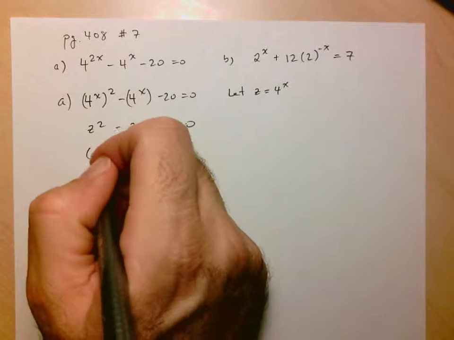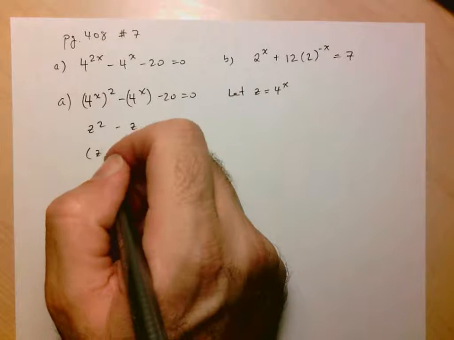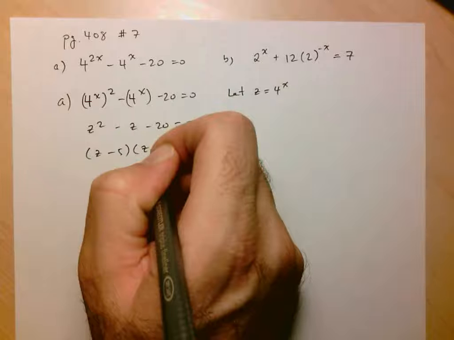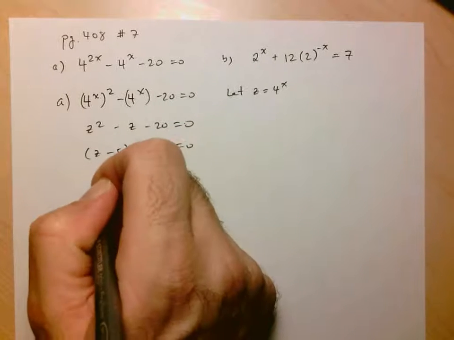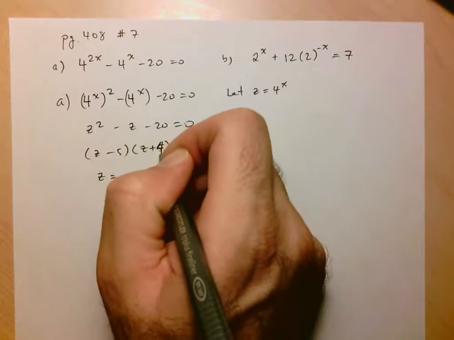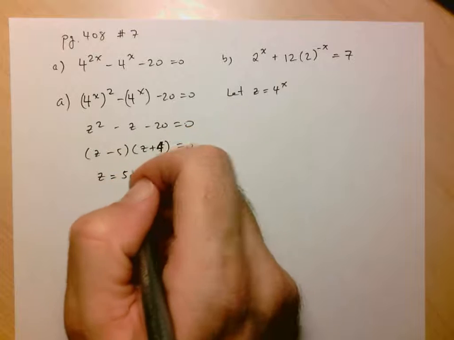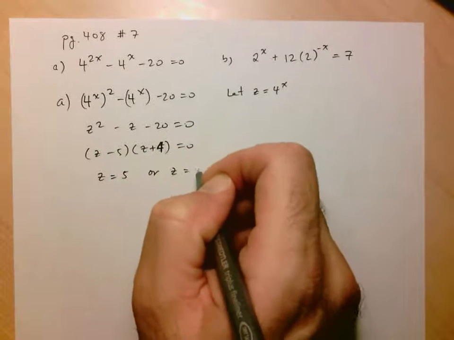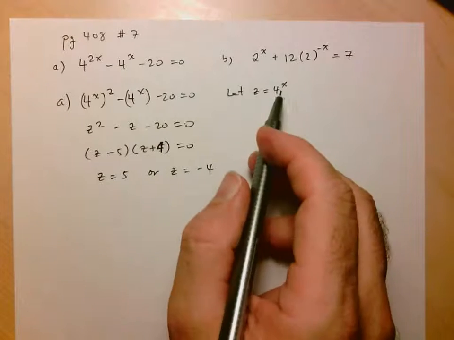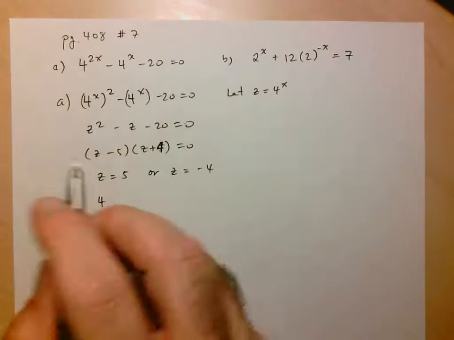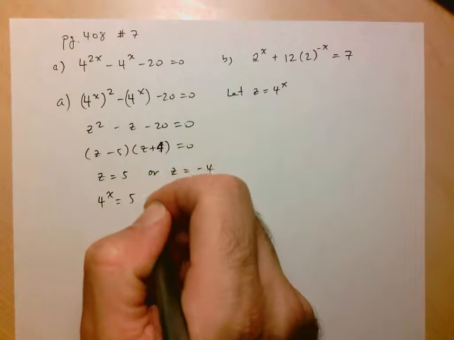So here I can easily factor that, luckily. So it's z minus 5, z plus 4, of course, equals 0. So z is either equal to 5 or z is equal to negative 4. But it's not z I'm interested in, it's x. So this is where I now place 4 to the x back in.